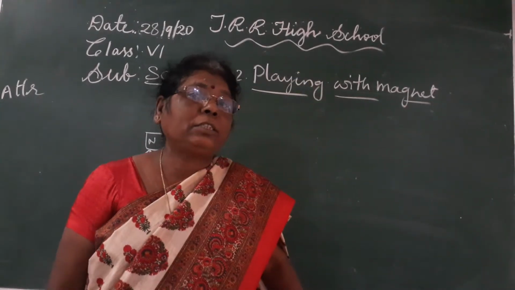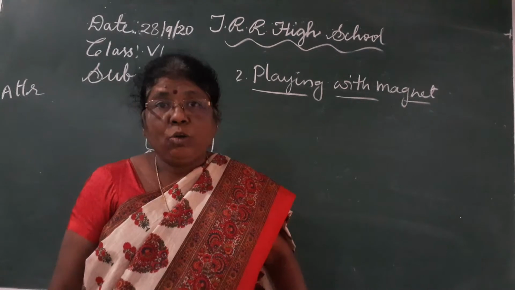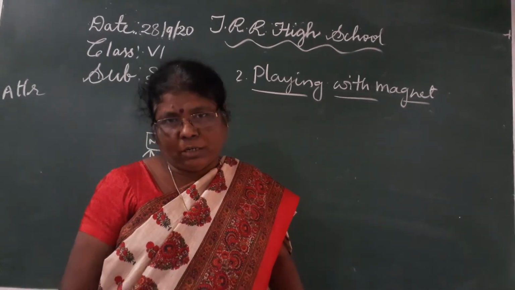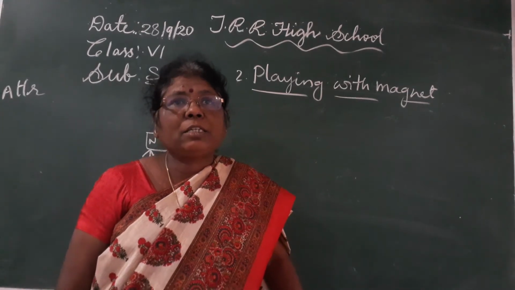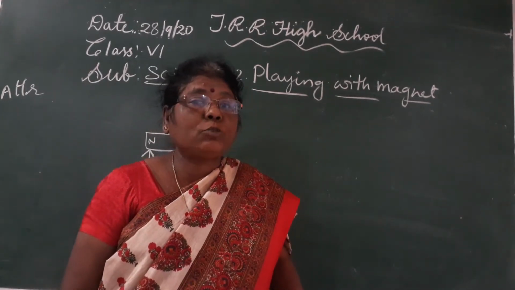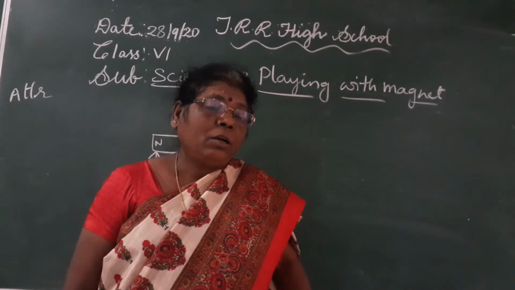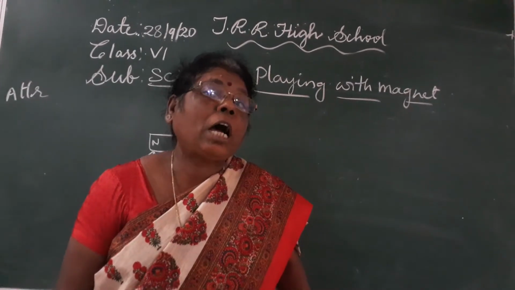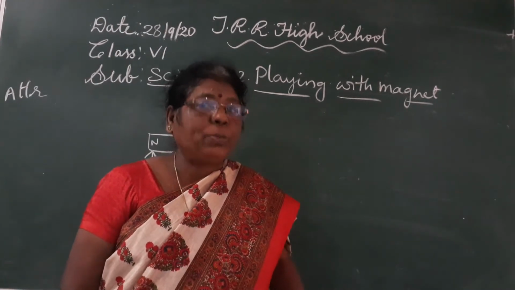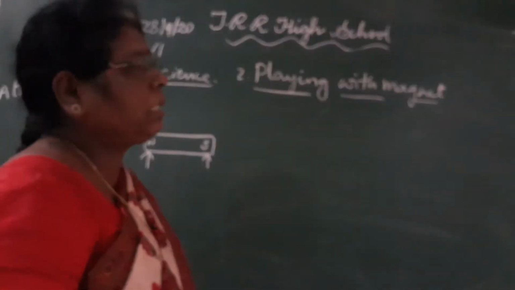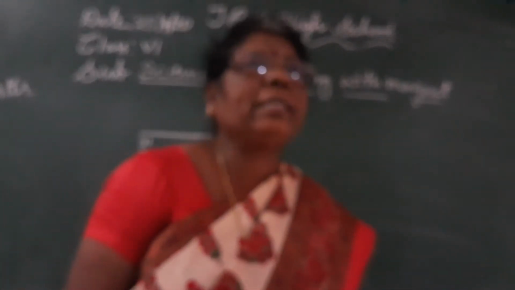Based on this directional property, the compass is made. What is the use of the compass? To find the direction. Who will carry a magnetic compass? Mountaineers, army people, ships and aeroplanes need a magnetic compass to find the direction.